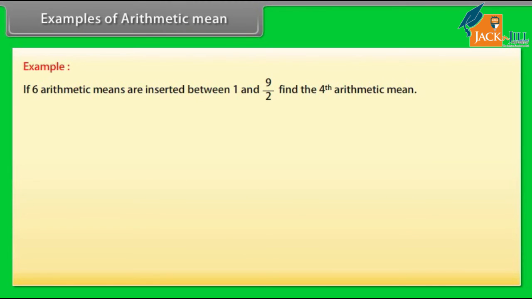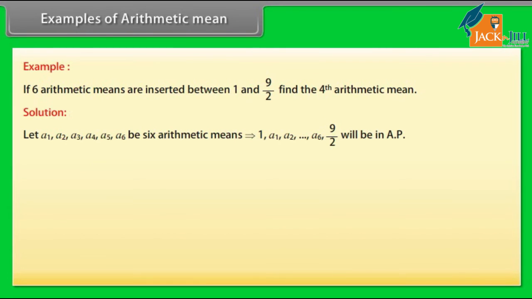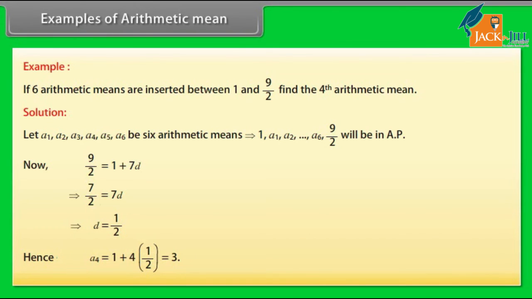Examples of arithmetic mean. If 6 arithmetic means are inserted between 1 and 9 by 2, find the 4th arithmetic mean. Solution. Let A1, A2, A3, A4, A5, A6 be the 6 arithmetic means. It implies 1, A1, A2 up to A6, 9 by 2 will be in arithmetic progression. Now 9 by 2 is equal to 1 plus 7d. It implies 7 by 2 is equal to 7d. It implies d is equal to 1 by 2. Hence, A4 is equal to 1 plus 4 into 1 by 2, which is equal to 3.